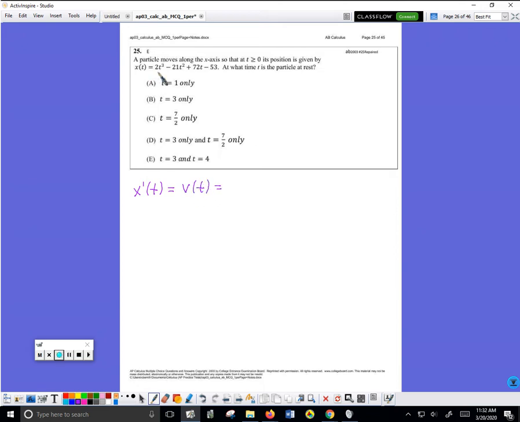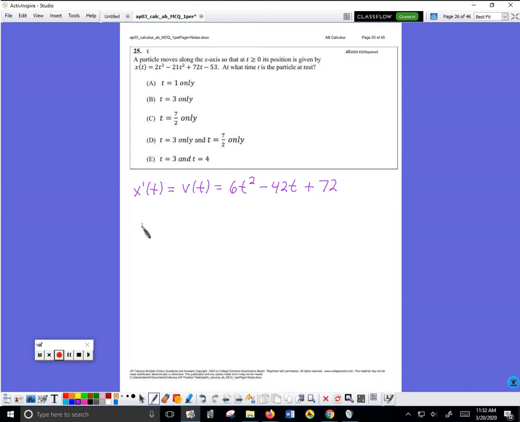The derivative of 2t cubed will be 6t squared. 21t squared would be 42t, plus the derivative of 72t would be 72, minus the derivative of 53 is 0. I need to figure out what value of t will cause this equation to have a value of 0.